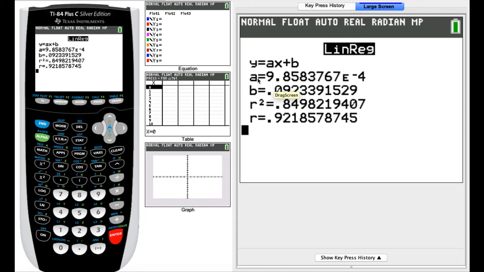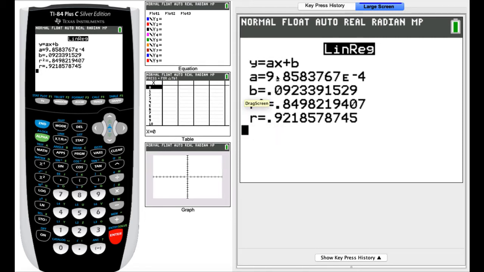So this says A is 9.858, and then this E minus 4 means times 10 to the power of minus 4. So that number is actually 0.000964, because this is times 10 to the minus 4. Then my B is 0.9234. I'm going to need those later, so I'm going to write those down now. Anyway, the Pearson's product moment correlation that I wanted is this R, which is 0.922. So I'm just going to write that down there.